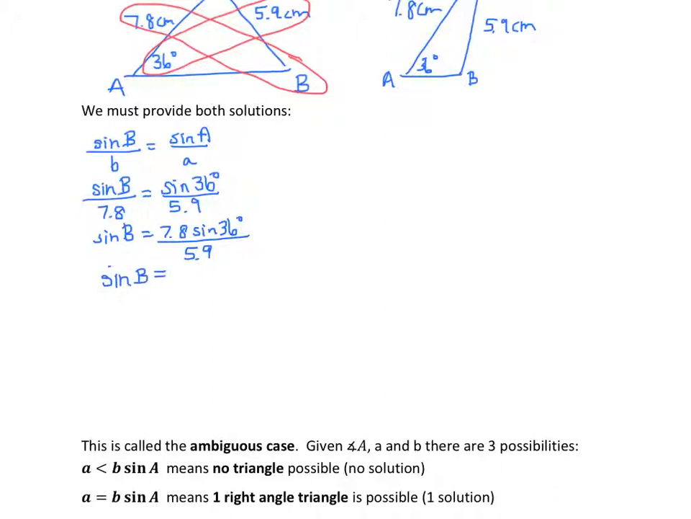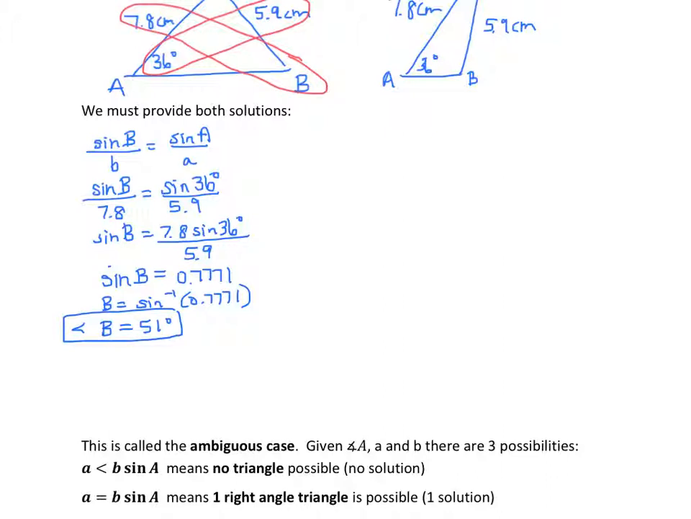Okay, and as a decimal there on the right-hand side, we get 0.7771. Typing into our calculator, the sine inverse of 0.7771 tells us that one possible measure for angle B is 51 degrees.